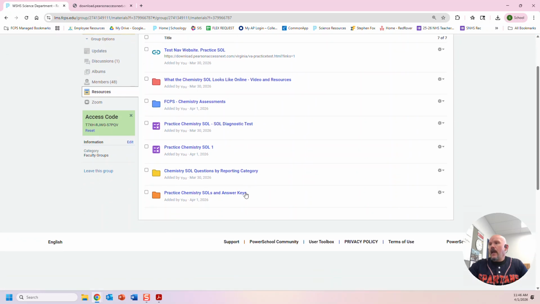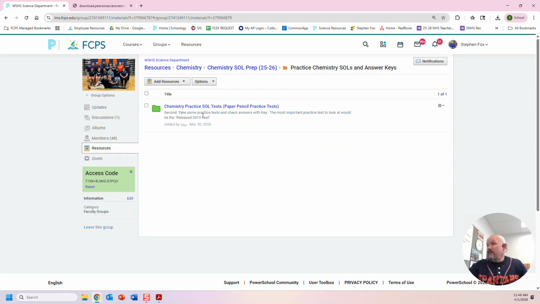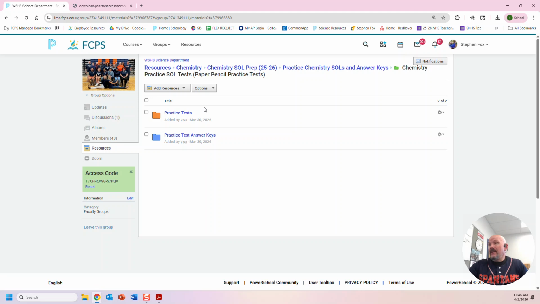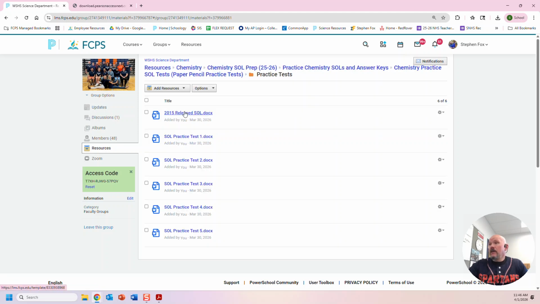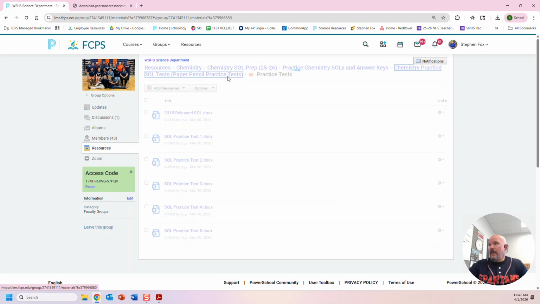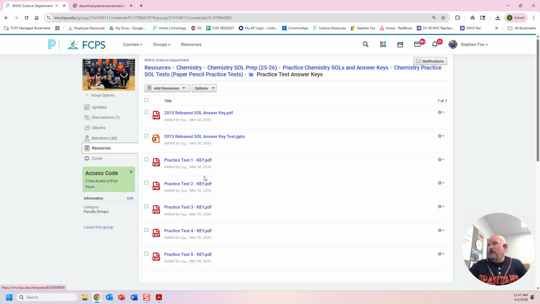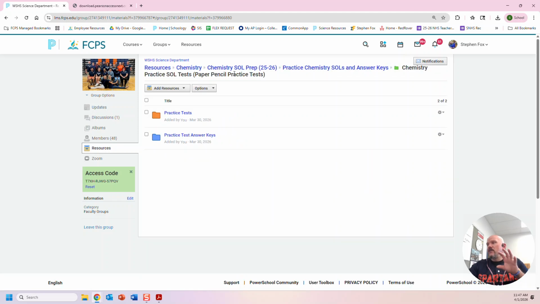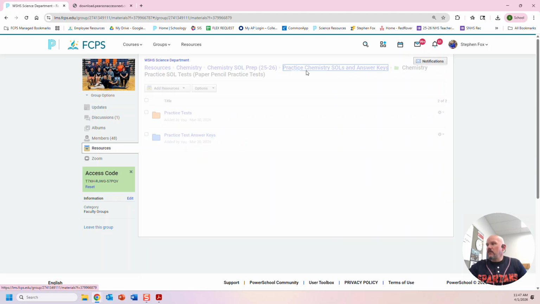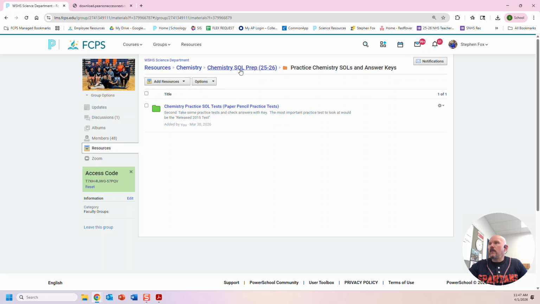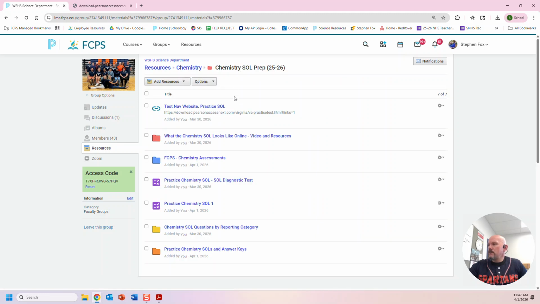And then I also have a bunch of other practice SOLs. They're paper pencil form. So you have the practice SOLs here. And then you can print them out yourself, or you can just look at them, and then here are the same practice SOLs, but these are the answer keys to them. So if you want to check yourself, you can do that. So there's a lot of practice. You don't have to do all of it, but you want to be prepared to take the SOL.